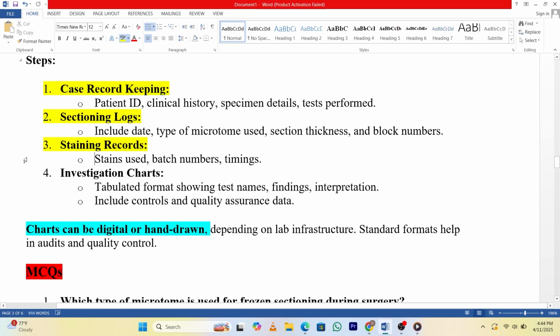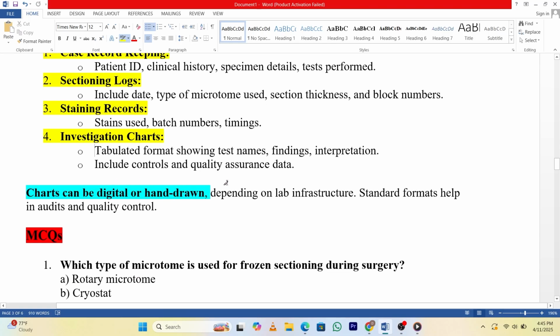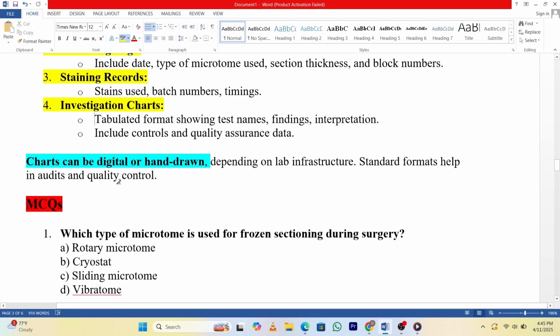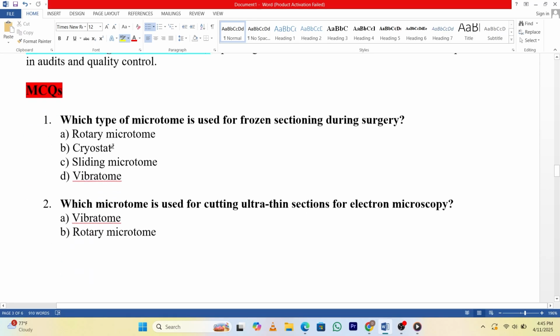3. Staining records. Stains used, batch numbers, timings. 4. Investigation charts. Tabulated format showing test names, findings, interpretation. Include controls and quality assurance data. Charts can be digital or hand-drawn, depending on lab infrastructure. Standard formats help in audits and quality control.